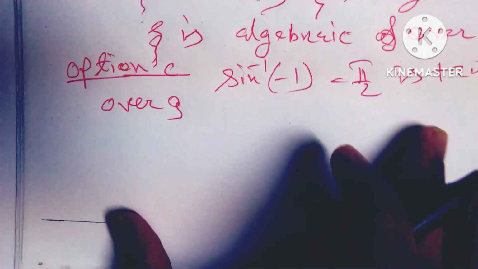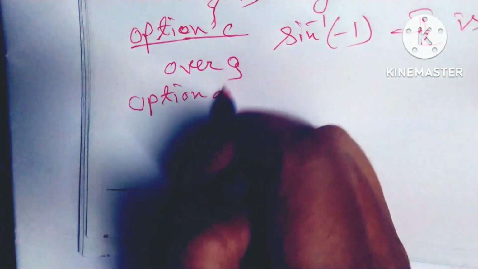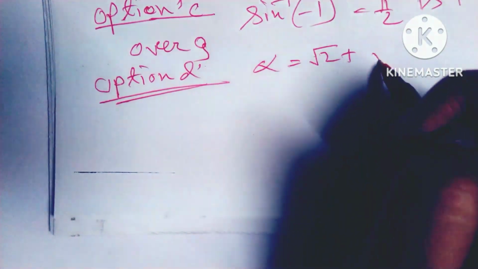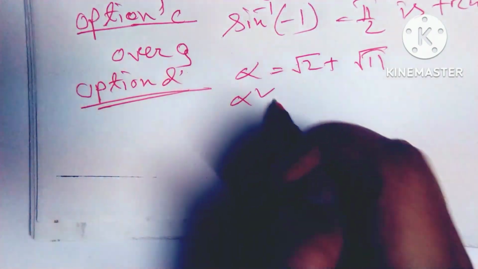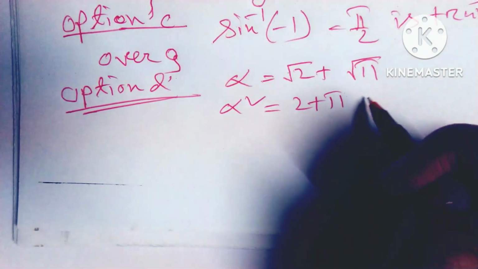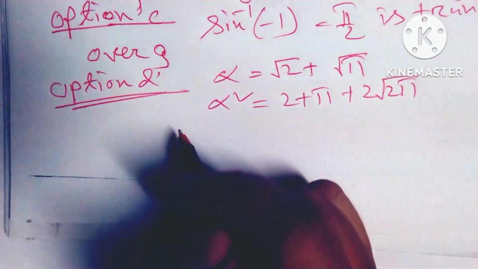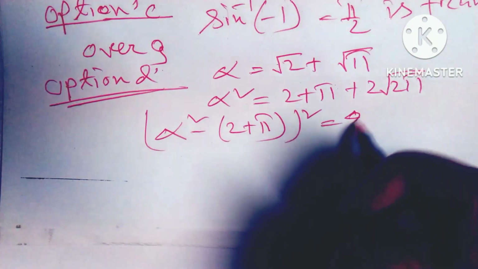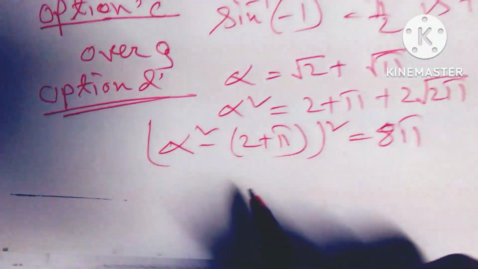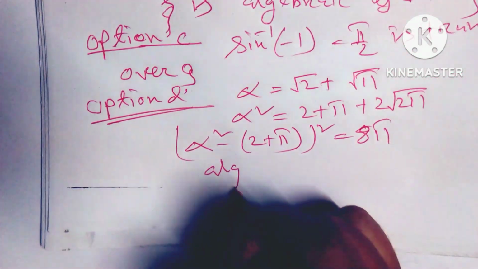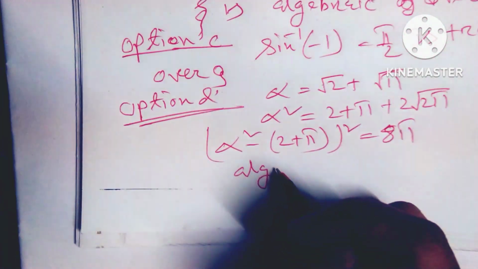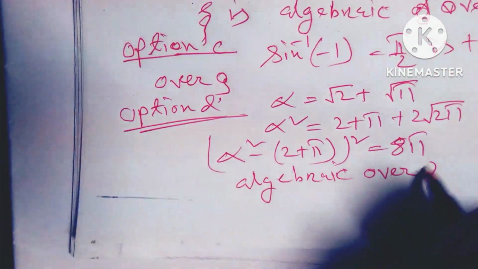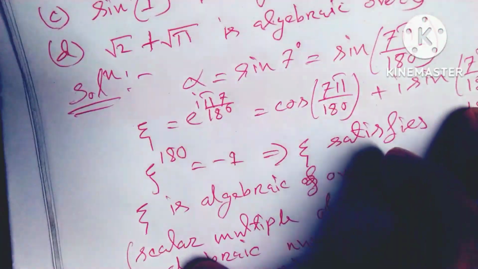And option D: alpha is equal to root 2 plus root pi, and alpha squared equals 2 plus pi plus 2 into root 2 pi, and alpha squared minus (2 plus pi) whole squared is equal to 8 pi. So it is also algebraic over Q. So option D is also true.